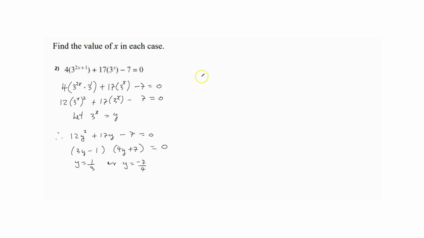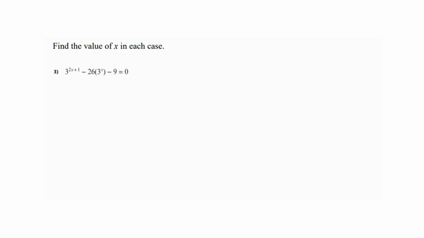So we can find the value of x when y is 1 over 3. So when y equals 1 over 3, or 3 to the minus 1, we have 3 to the x then is equal to 3 to the minus 1. So x equals minus 1. There are no values of x when y is minus 7 over 4. Let's look at question 3.